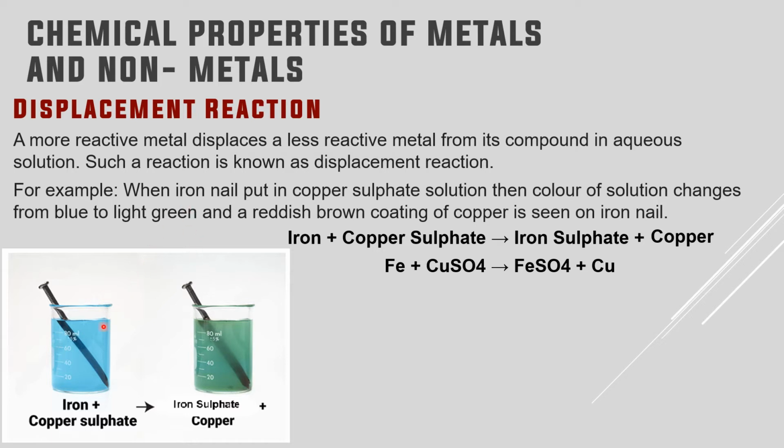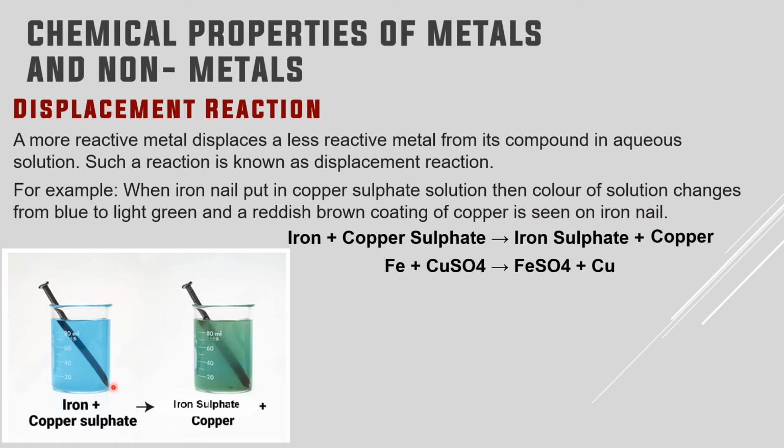When we put a new iron nail in this blue copper sulfate solution and let it be there for one full day, without any disturbance, after one day we can see that the blue color changes to light green color. You can see here, this blue copper sulfate changes to green color, and a reddish brown coating of copper is seen on the iron nail.